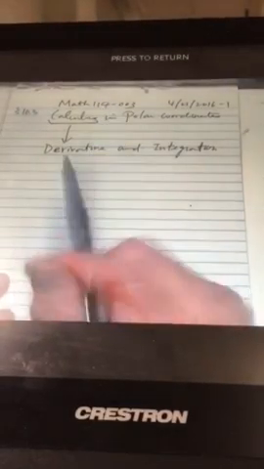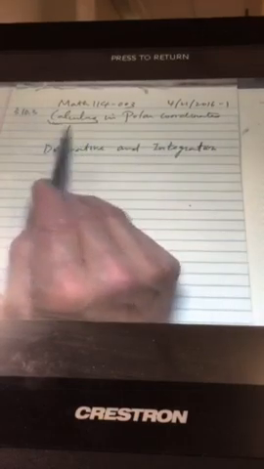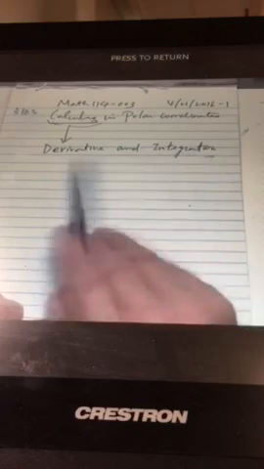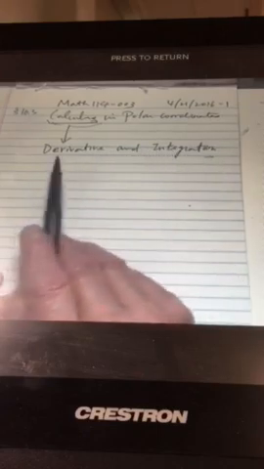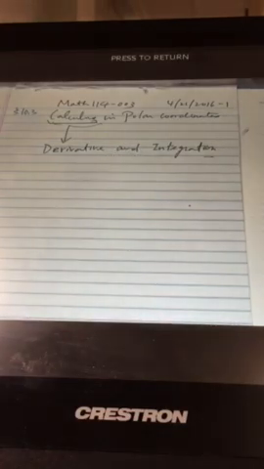Right. So 10.3, calculus in polar coordinates. Calculus, this word means derivative and integration. That's what you learned so far. Everything is integration and derivative.